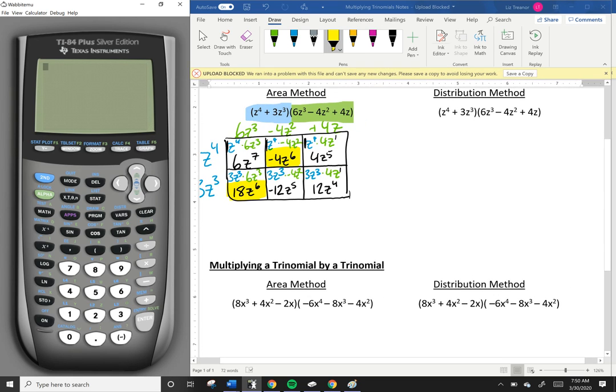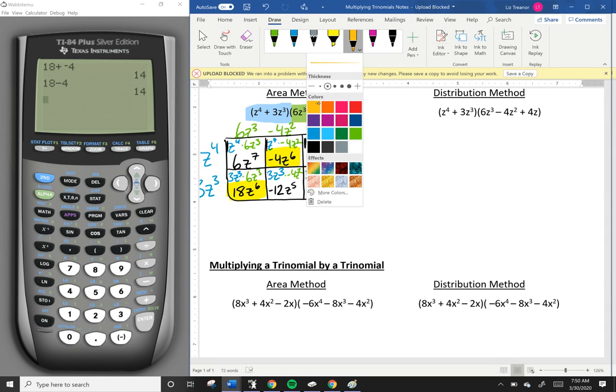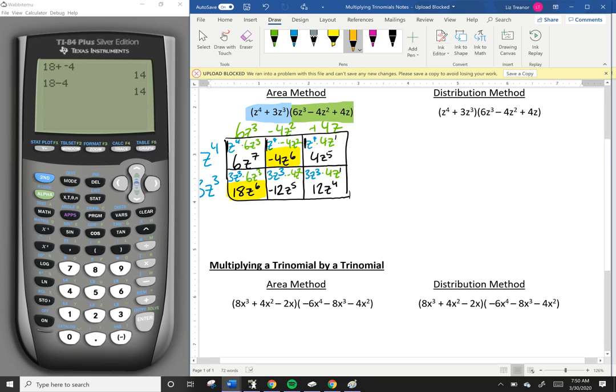So let's combine 18 and -4. So you can either do plus -4. Remember, plus and negative is the same as just minus. So either way, for that term, we're going to get 14. So we get 14z to the 6th. Now do the same thing with the other term. So we got -12. We have a +4. So we get -8.